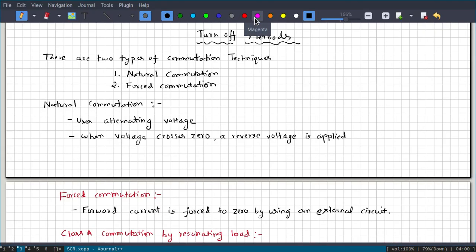Hello. In this video we will study the turn-off methods. In the last video we discussed the turn-off mechanism. Now we will see the turn-off methods.